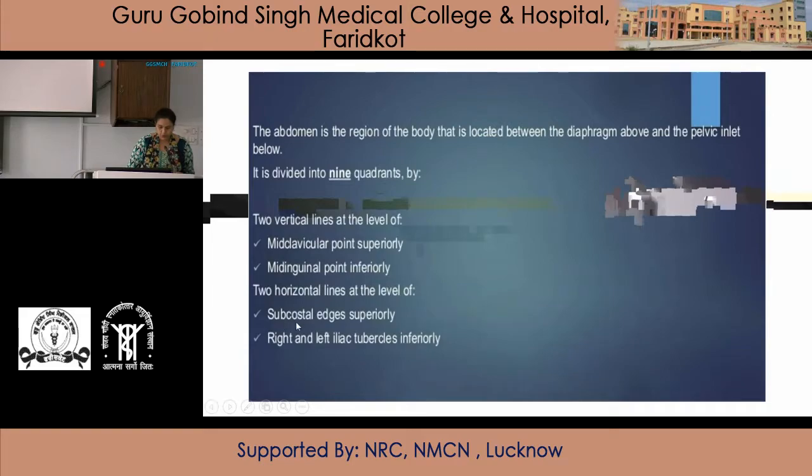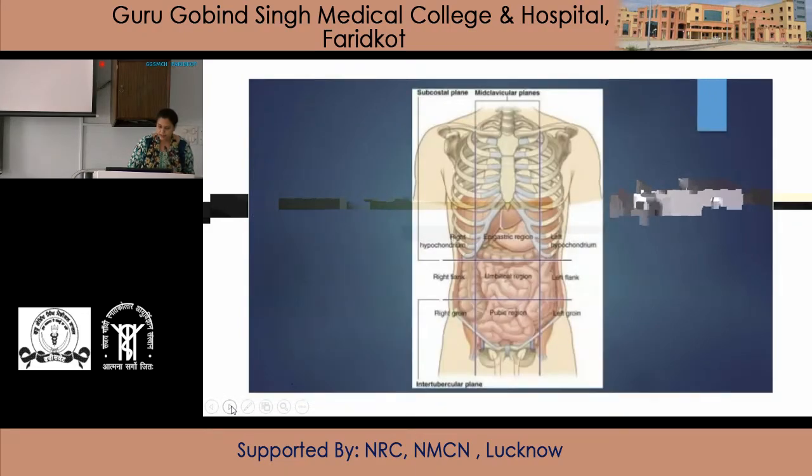The horizontal lines are the subcostal edges superiorly and the right and left iliac tubercles inferiorly. So here are 4 lines, 2 vertical lines and 2 horizontal lines, which divide the abdomen into 9 regions.